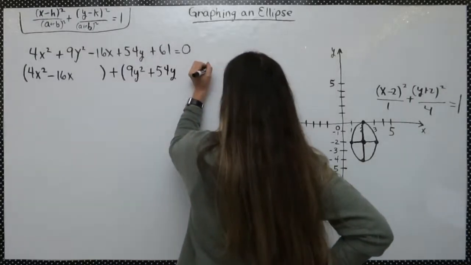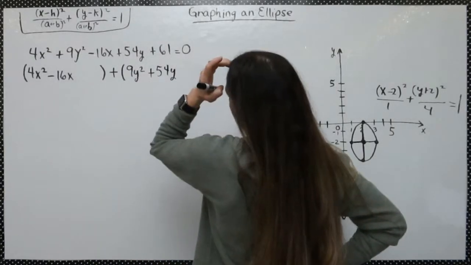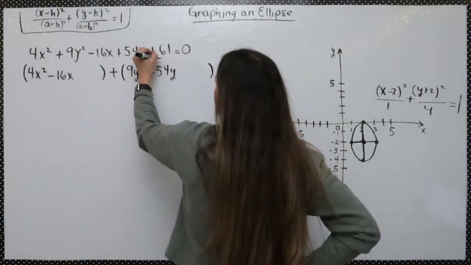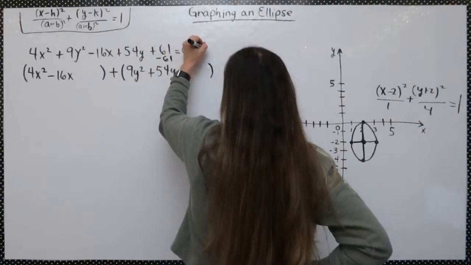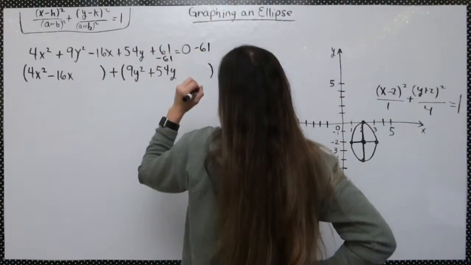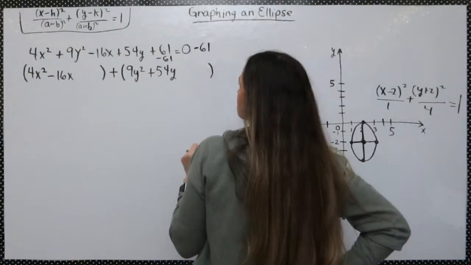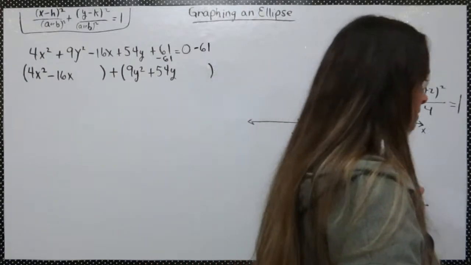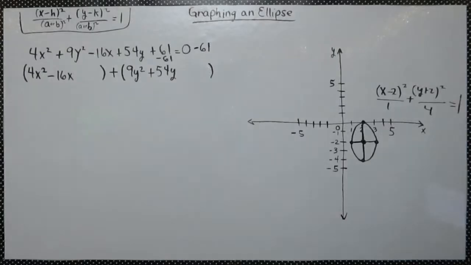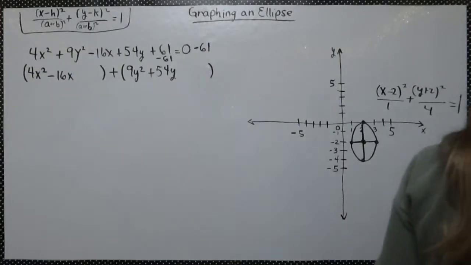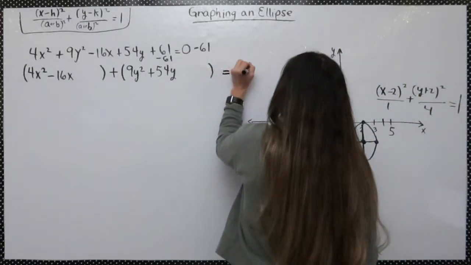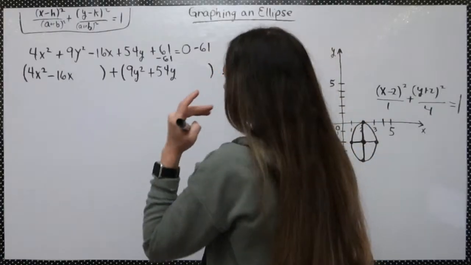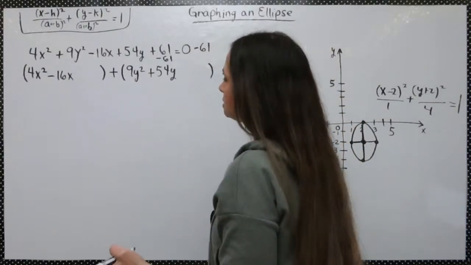And then you're going to leave some room for the parentheses. And then what we want to do is move this 61 to the other side by subtracting, using that property of addition for real numbers. Subtract 61 from both sides, and in the next step, we'll say that this is negative 61 here. And then here is where the fun begins.